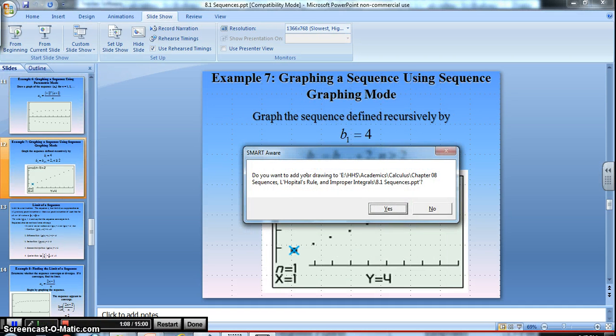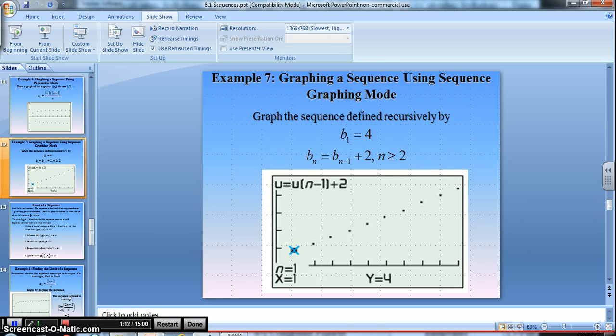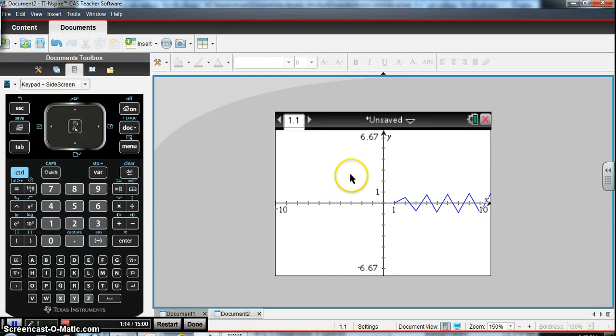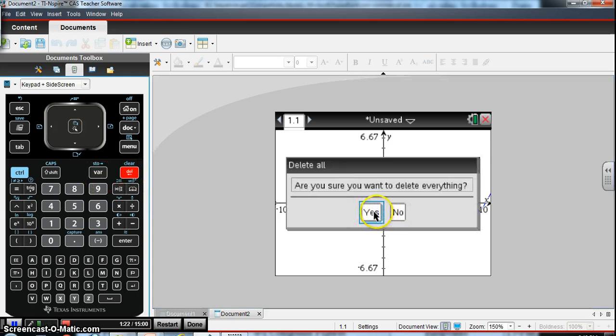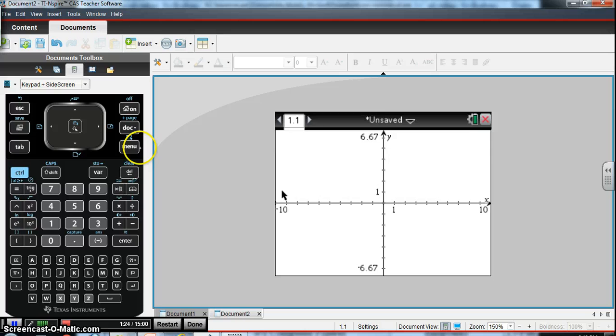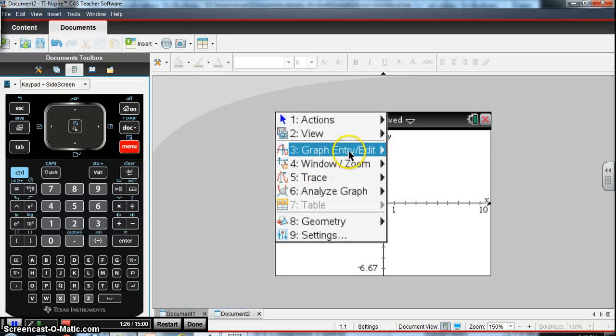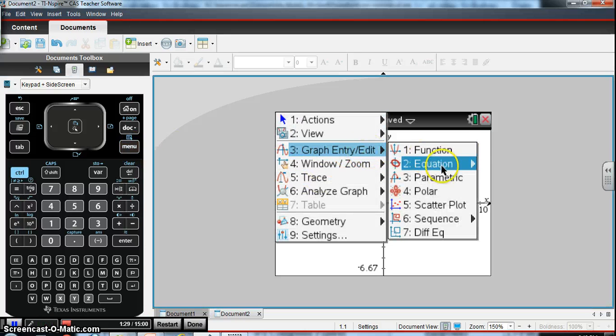Again, we'll go back. No, I don't want to save the drawings. Go back here and let's tell it to delete. And it didn't want to work that time, so we'll try it here. Delete. Yes, we want to delete. And now we're going to go to menu and graph. And this time we're going to go to sequence and do sequence, not custom, just do sequence.